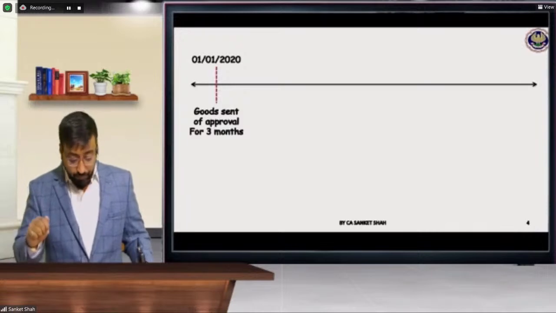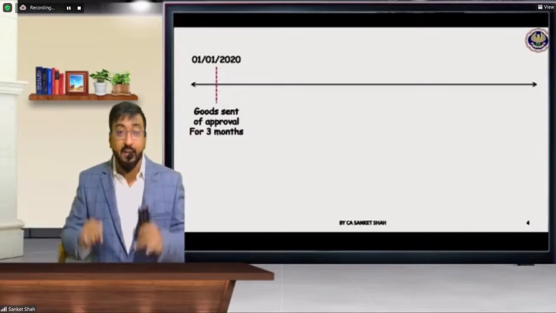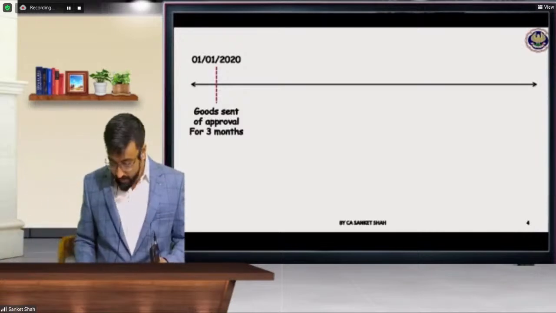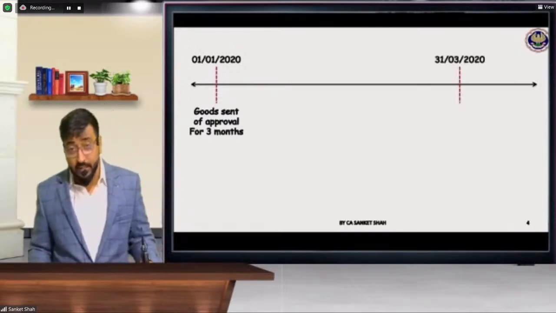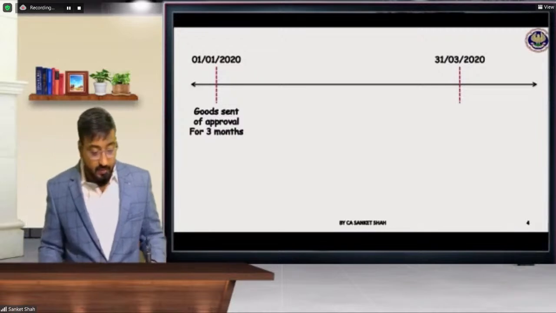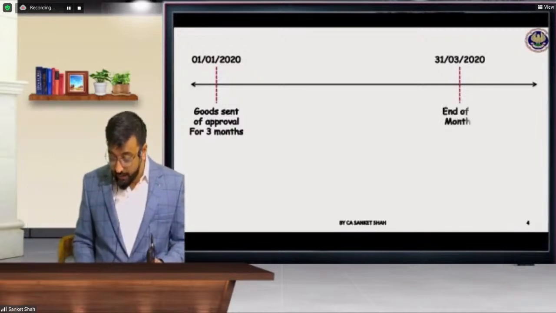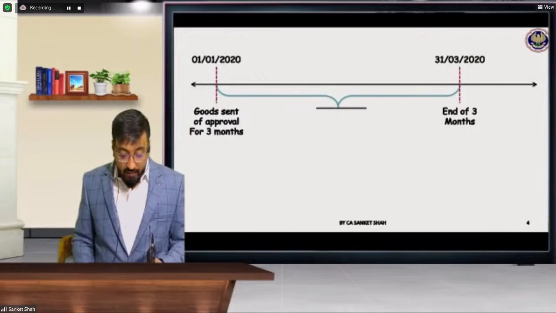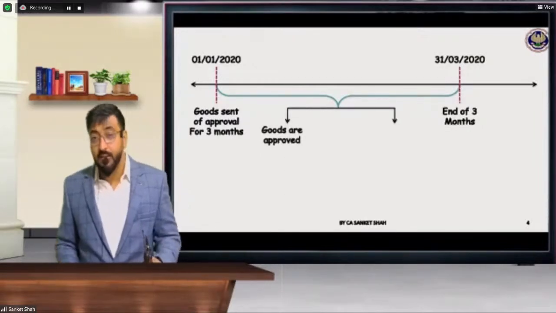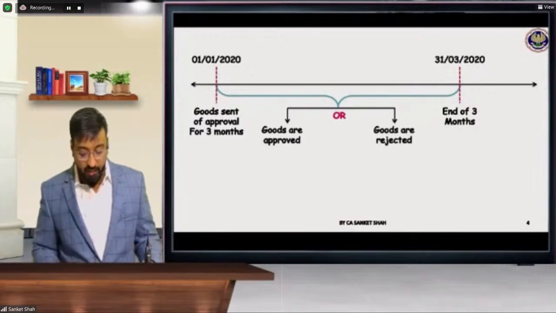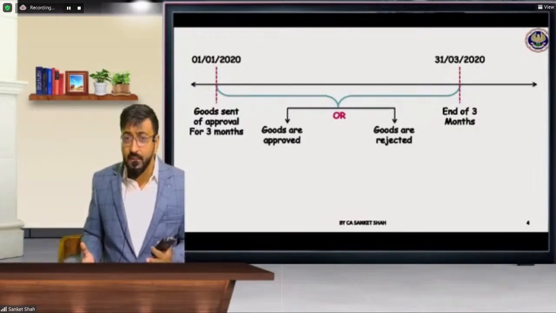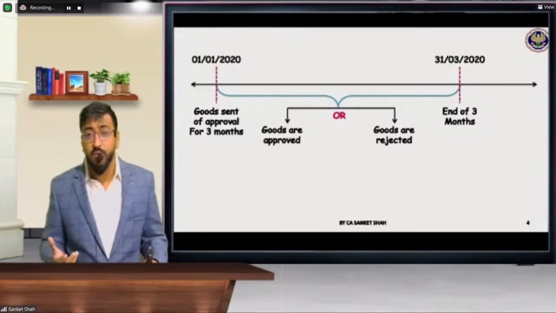Now, in that case, what happens? Goods up to 31st March 2020. Either at the end of 3 months, goods will be approved by the customers or they might reject these goods. Okay. Sir, yes, it is very simple. So either they will accept goods or they will reject goods.